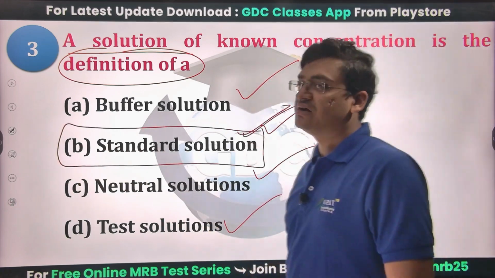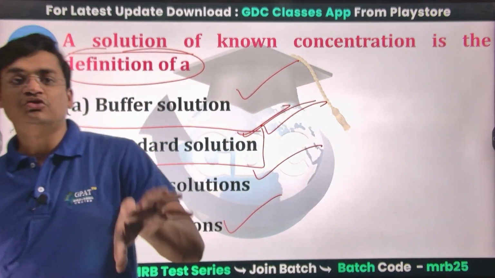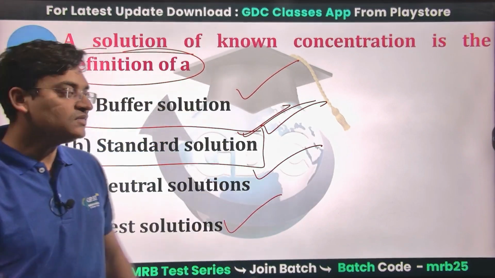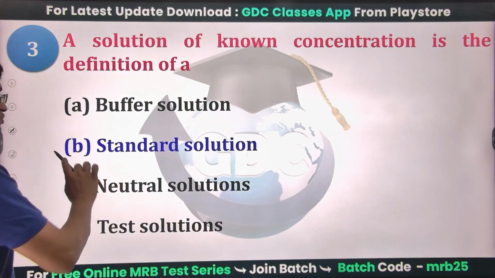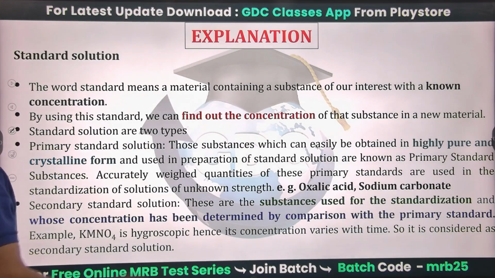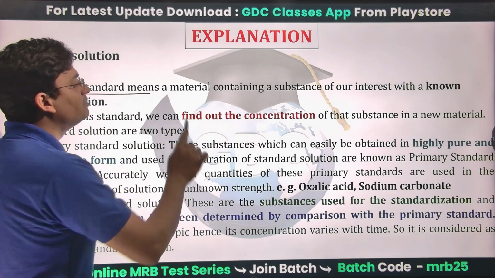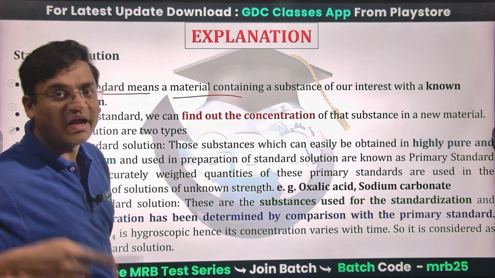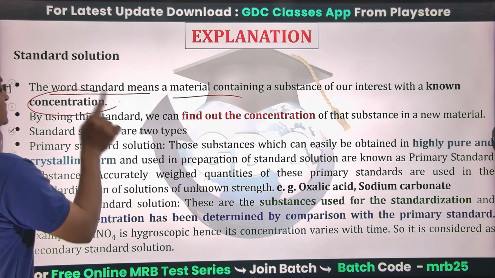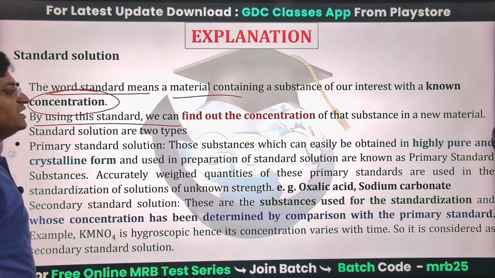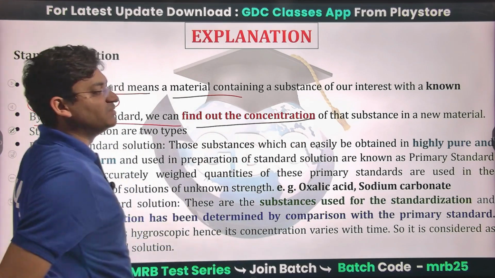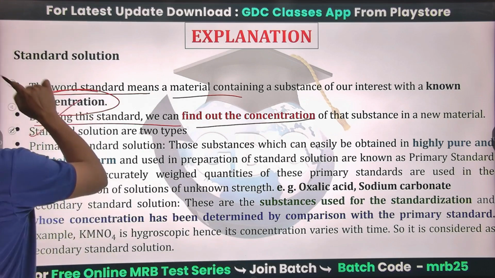If the concentration of the solution is known, it comes under the standard solution. So B will be the right answer. Standard solution: the word standard means material containing a substance of our interest with a known concentration. By using this standard, we can find out the concentration of that substance in a new material.